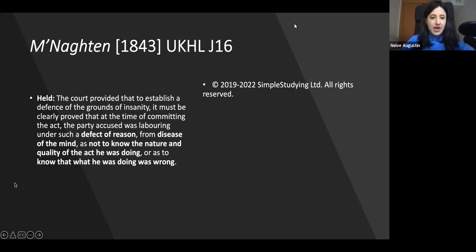This means that all these requirements we just named, the defect of reason and disease of the mind, have to be discussed in turn and separately on the facts of the case. You need to apply them to the facts of the case and argue whether or not the defendant in the problem question scenario had a defect of reason, whether or not he had a disease of the mind, and whether or not the defendant knew the nature and quality of the act he was doing. Each of the requirements has to be assessed separately.